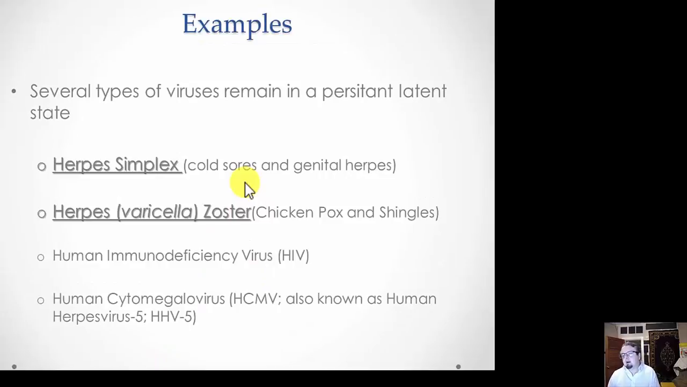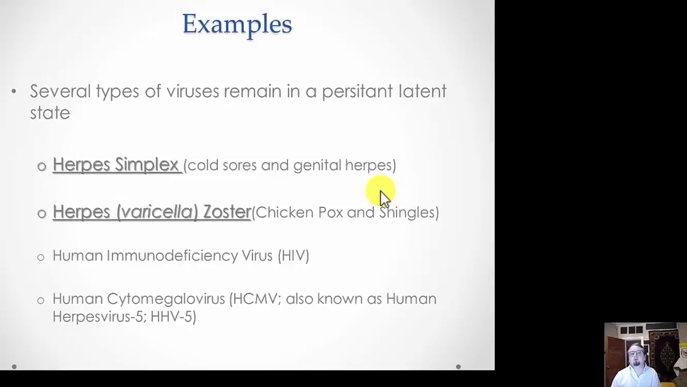Now, this is not common to many viruses. It's pretty unique to a certain type of virus. Many of these are called retroviruses. Examples include things like the herpes viruses, herpes simplex, which includes herpes type 1 and 2, which cause cold sores and genital herpes, genital warts. This can also lead to the herpes zoster, sometimes called herpes varicella, which is the cause of chickenpox and shingles.